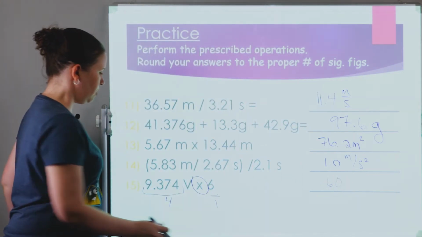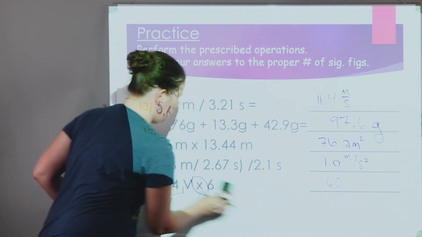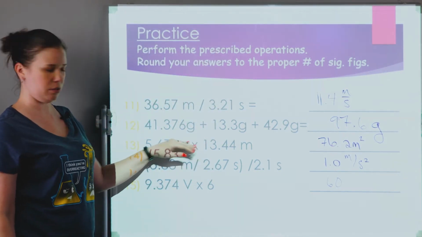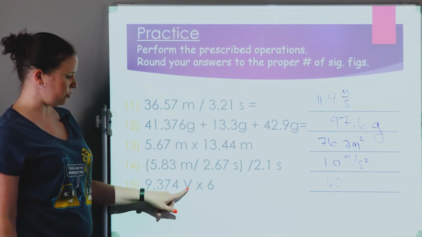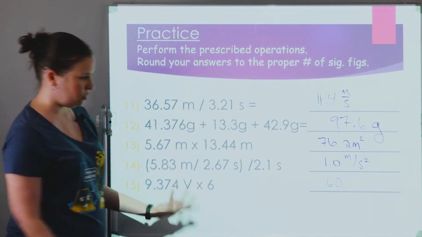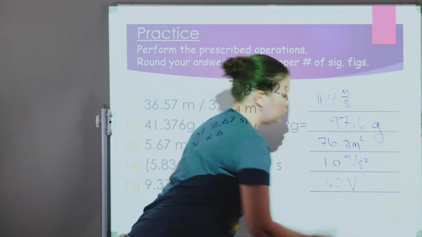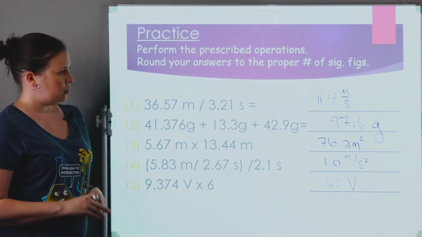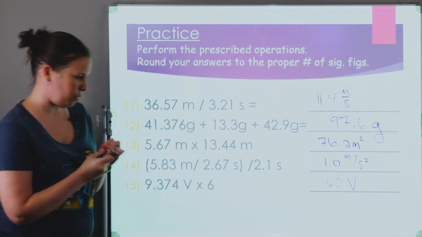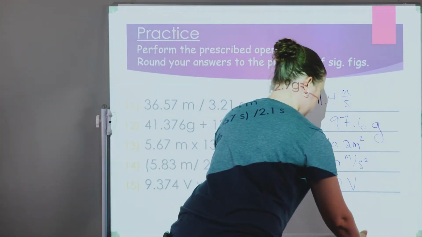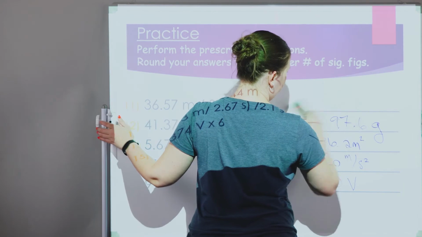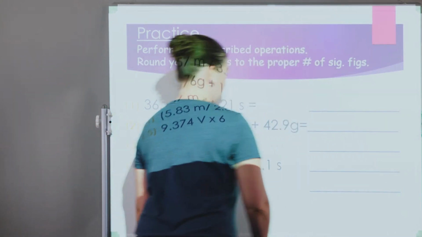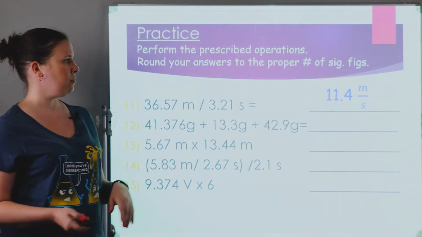And then as far as units go, if I were multiplying like units together, I would have squared, like we did in the middle here. But this is just volts times nothing. So the volts would still be singular, 60 volts, or V for volts. So that's our practice with some of these problems, going through where to round and how the units work, so that we can handle these calculations.